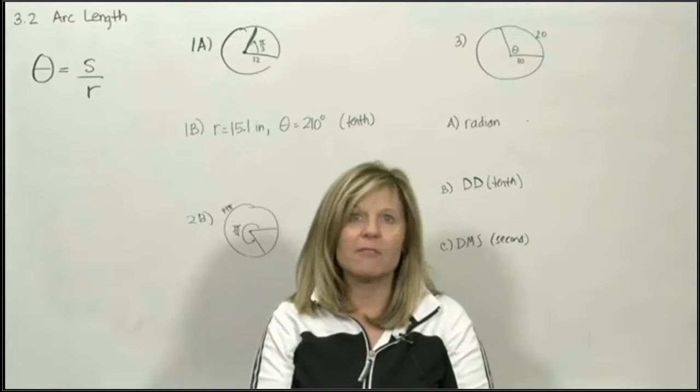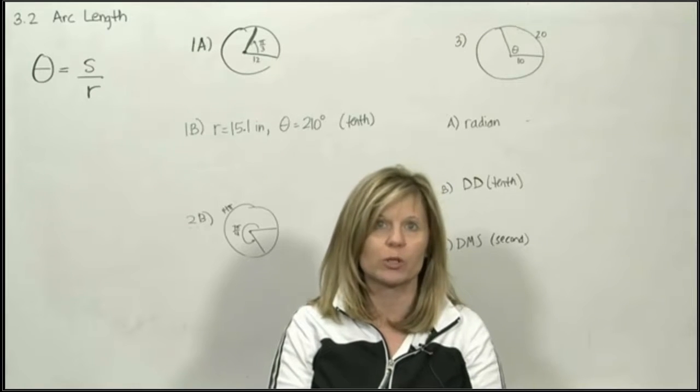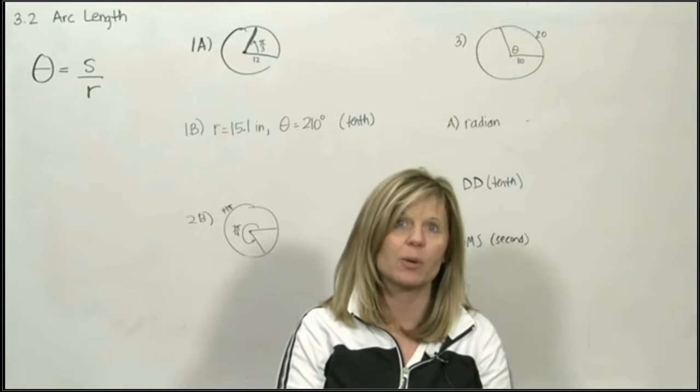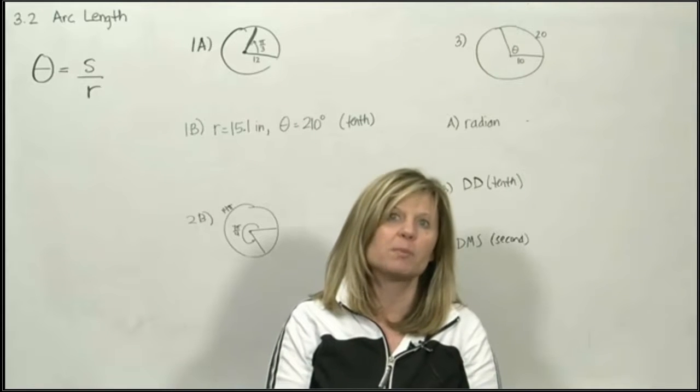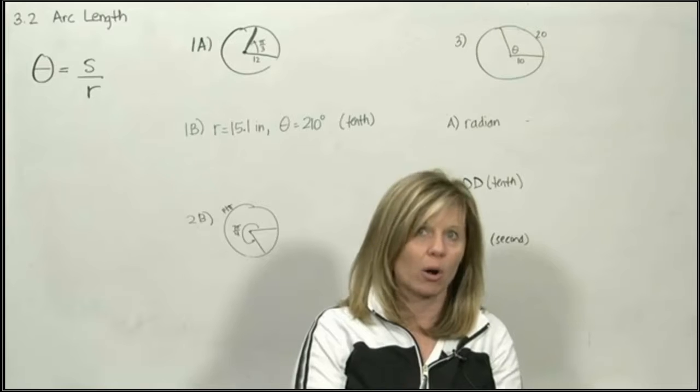Okay, now we're ready to find out why radian measure is so important. Why can't we just always work with degrees? So we're in section 3.2, and we're going to break this into two parts. The first part is actually doing some geometry. We're going to find the length of an arc.